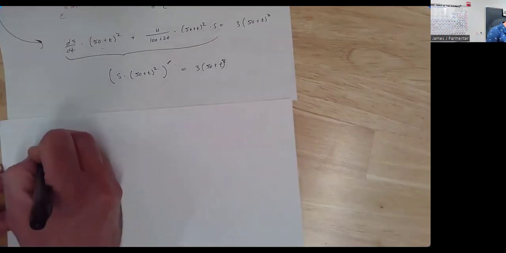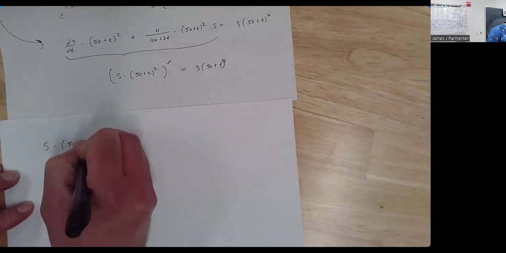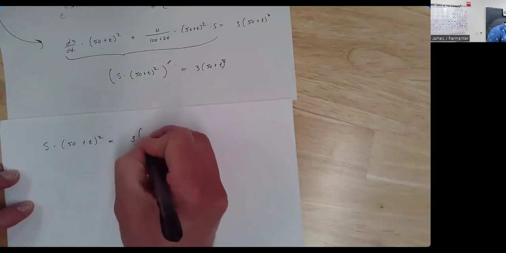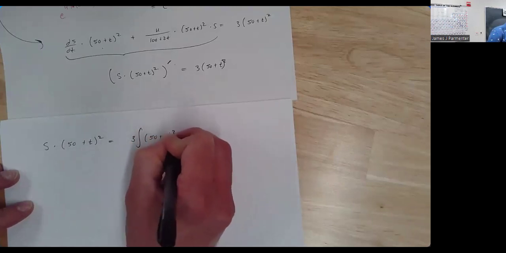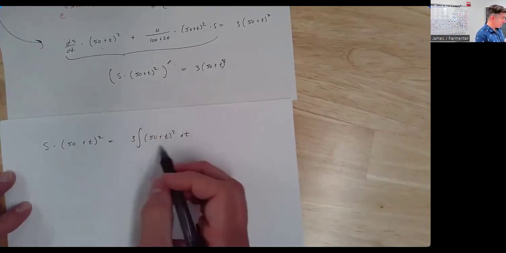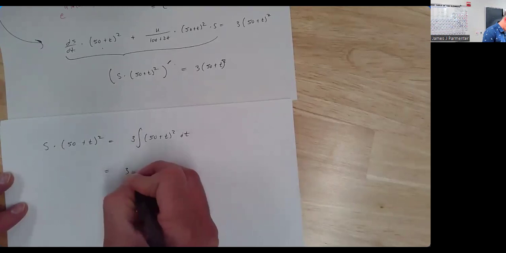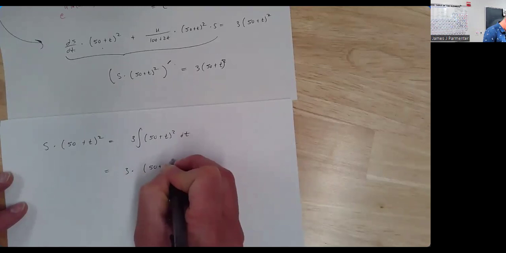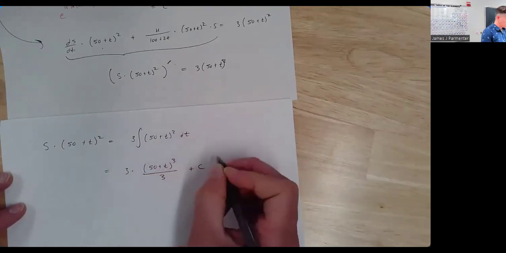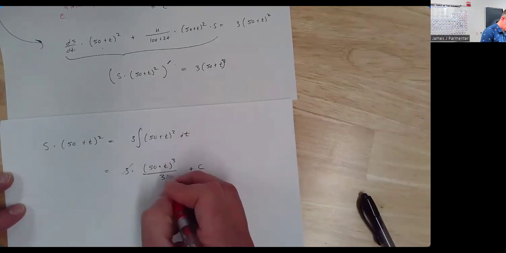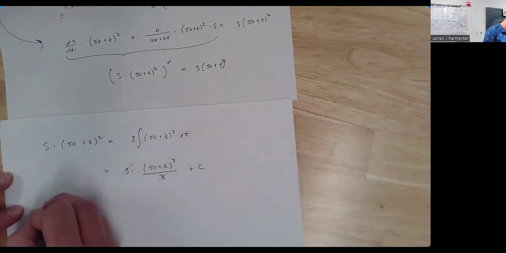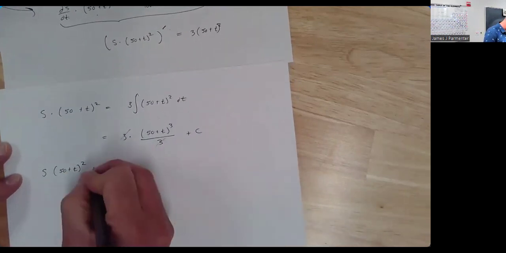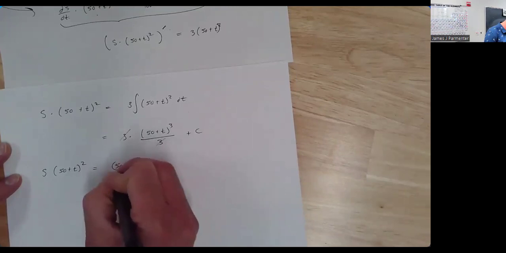So we're going to say that s times our 50 plus t squared is equal to the antiderivative of, let's pull the 3 out in front, 50 plus t squared dt. This is not terrible to integrate, right? It's going to be 3 times the antiderivative of 50 plus t squared, which is going to be 50 plus t cubed divided by 3 plus c. And oh, look, the 3's even cancel. How nice is that? Then we have that s times 50 plus t squared is equal to 50 plus t cubed plus c.